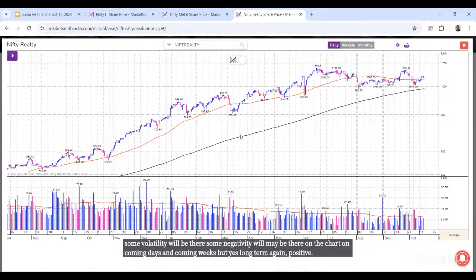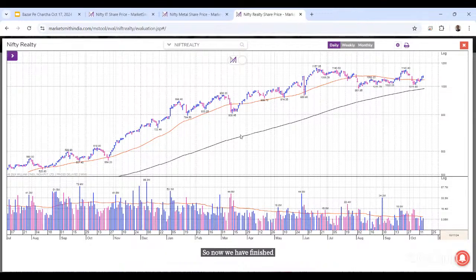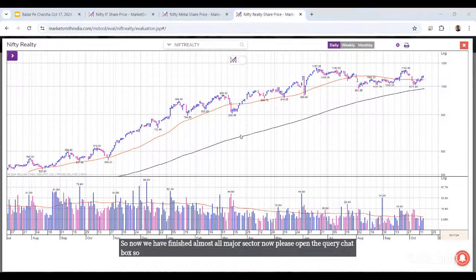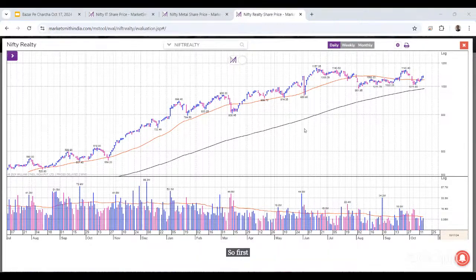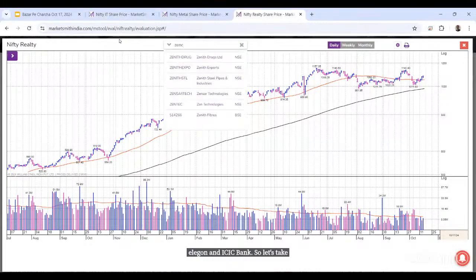So now we have finished almost all major sectors. Now please open the query chat box so people can start asking queries, and then we will start answering one by one. So first is Gentech, Elecon, and ICICI Bank. So let's take Gentech.